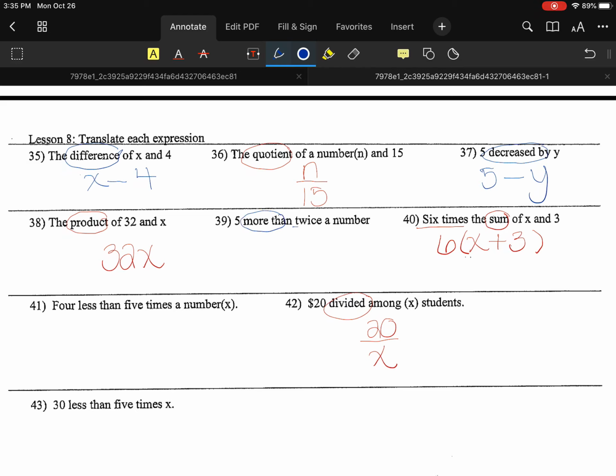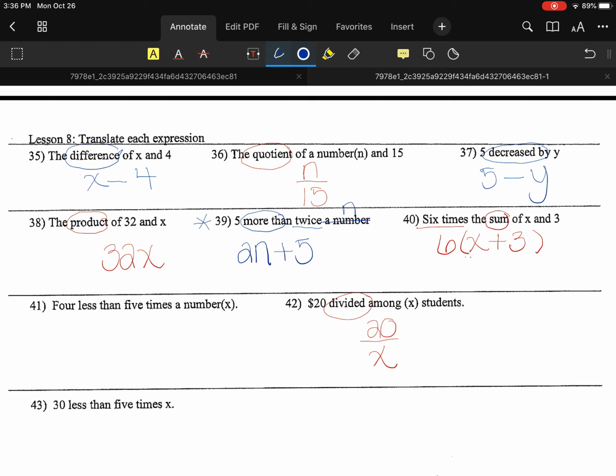39, 5 more than twice a number. More than is addition, but than is a switch word, so I'm going to put a star here. So twice a number needs to be written down first. Twice a number, I don't know what number, so I'm going to cross out a number and use the letter n as my variable. Twice a number means 2 times the number, which is 2n, and then 5 more than that.